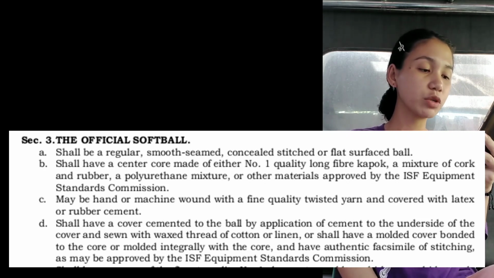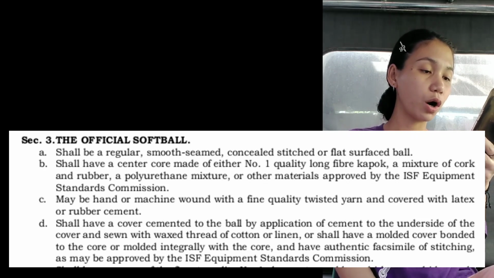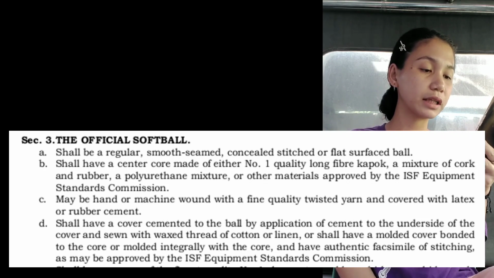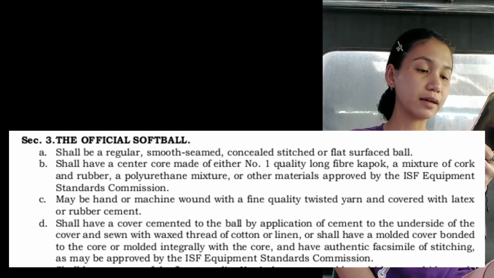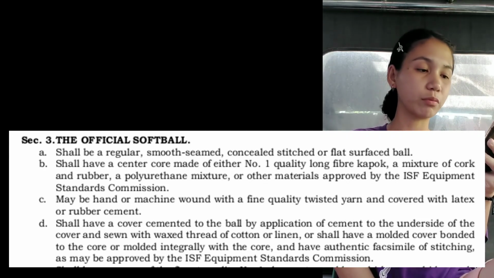C, may be hand or machine wound with a fine quality twisted yarn and covered with latex or rubber cement. D, shall have a cover cemented to the ball by application of cement to the underside of the cover and sewn with waxed thread of cotton or linen, or shall have a molded cover bonded to the core or molded integrally with the core and have an authentic facsimile of stitching as may be approved by the ISF Equipment Standards Commission. So that is rule number 3, section 3, the official softball.